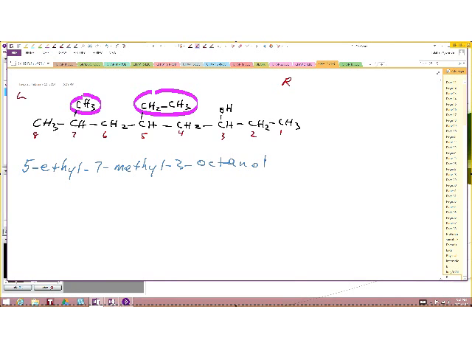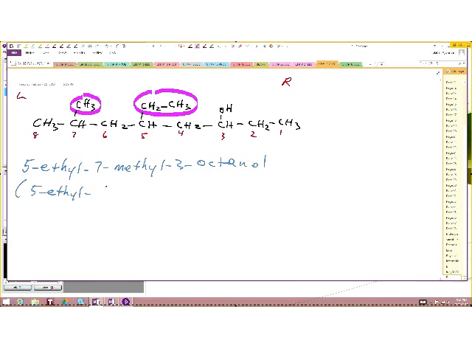You could also use the more recent IUPAC nomenclature. This name here is correct, but this is the older nomenclature. It is still acceptable, in which you indicate the position of the hydroxy group before you give the name of the parent molecule. However, you could also do this.